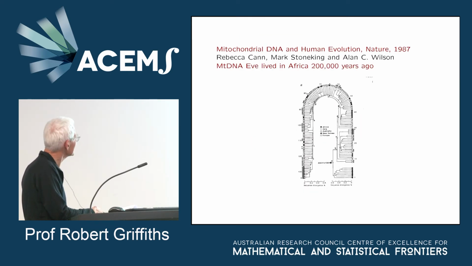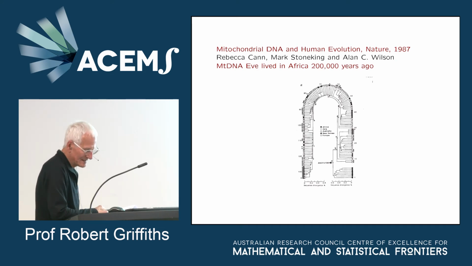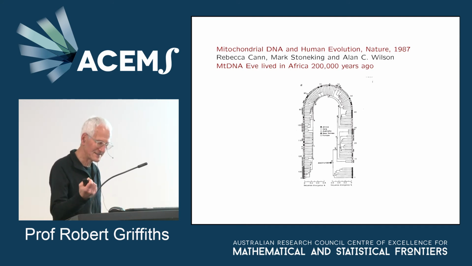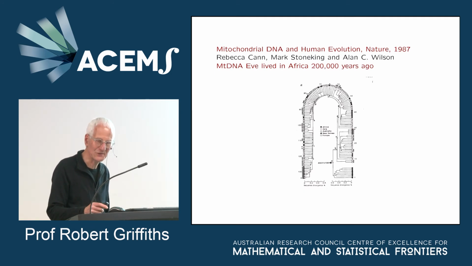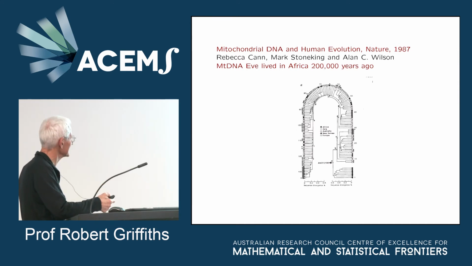This is another data set here talking about mitochondrial DNA, a very famous paper by Cann, Stoneking and Wilson saying mitochondrial DNA lived in Africa 200,000 years ago. This is not quite the same data as before because beta-globin is a nuclear gene. It occurs in pairs in individuals. Mitochondrial DNA is just passed on through females. So you get a different estimate here for times.